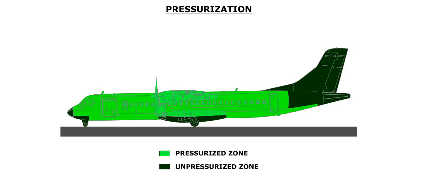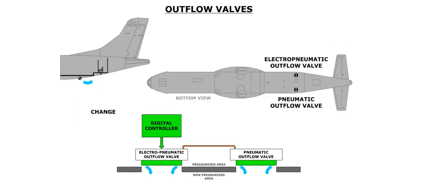This diagram shows the areas of the aircraft that are pressurized, and the areas that are not. 2 outflow valves are used to control cabin pressurization and cabin rate of change. One outflow valve is an electro-pneumatic valve, and the other is a pneumatic valve. The outflow valves are located on the bottom, aft portion of the fuselage, just forward of the aft entry door. Pressurization of the aircraft is achieved by controlling the amount of air that is exhausted overboard.